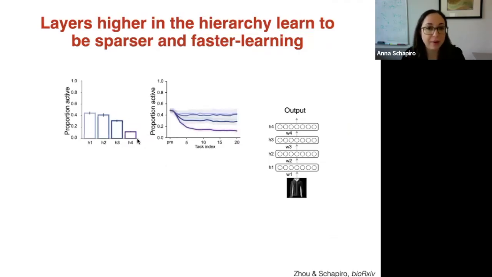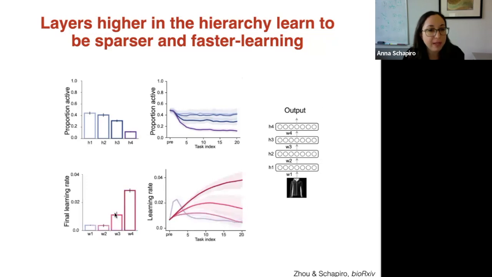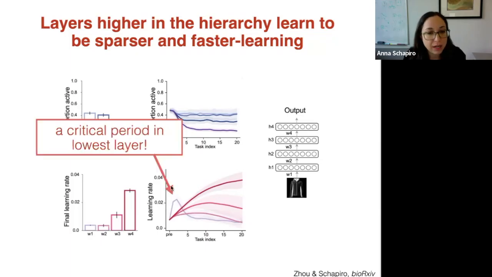So what happens in the choices for these parameters across layers of the network? What we find is that as you go higher up in the network, the model chooses to have fewer and fewer units active. So things are getting more sparse as you get higher up. And then for the learning rate, we find that it's choosing to make things faster and faster, so more and more plastic as you go up the hierarchy. And there's this cool kind of critical period effect that we see here.